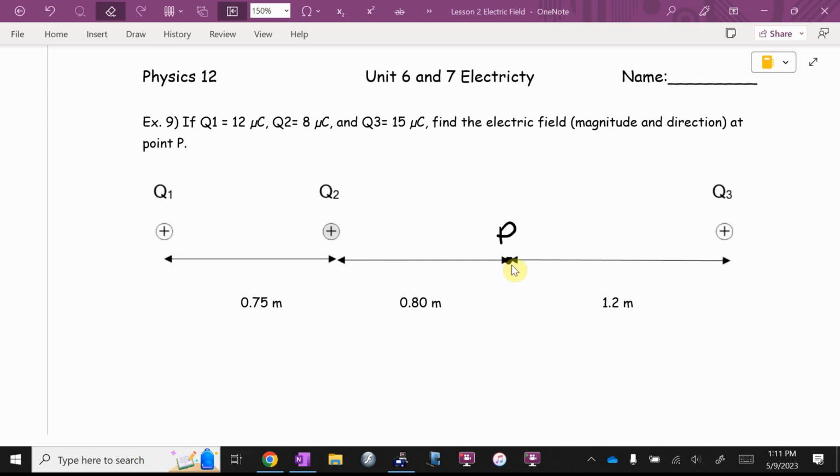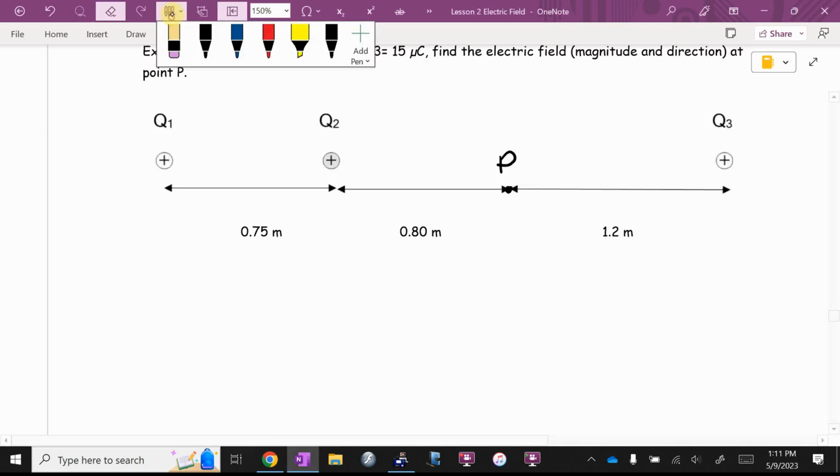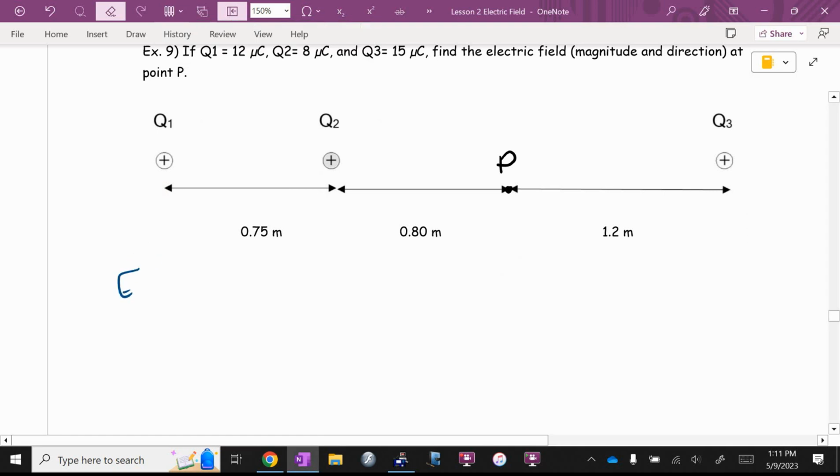I'm not going to give you a 3-charge system on your test, so if you can handle a 3-charge system, you're in good shape. What are we going to do? We're going to find the electric field from Q1, magnitude and direction. It's going to be KQ1 over R1 squared.